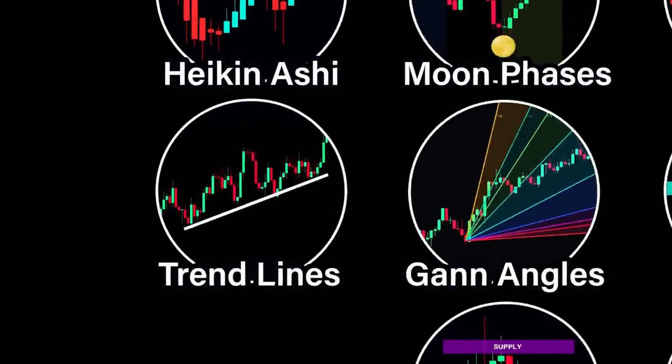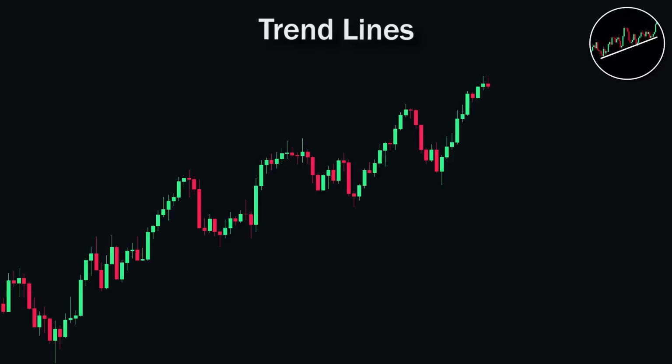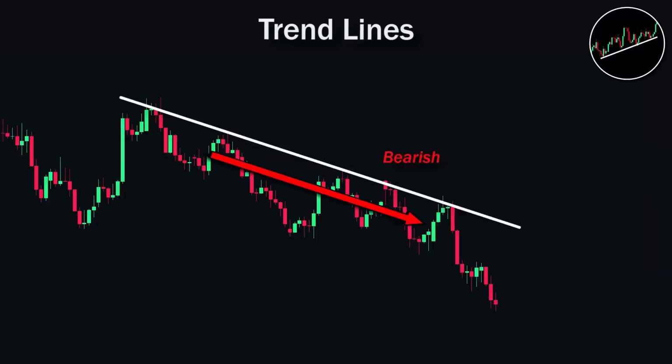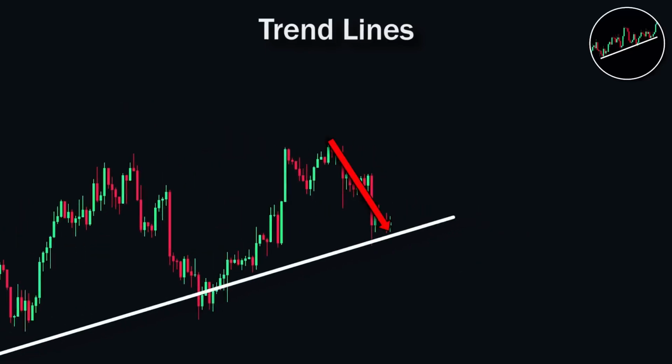Trend lines are key levels that form diagonally during a trending market. You can use trend lines to identify the overall direction of the price. An upward trend line means bullish, a downward trend line means bearish, and similar to support and resistance, you can also use trend lines to identify possible entry scenarios. For example, if price retraces back to a trend line, it can be a good opportunity to take a buy position.